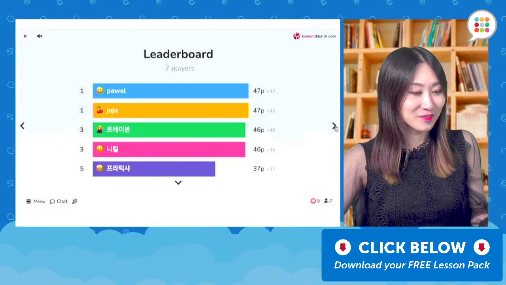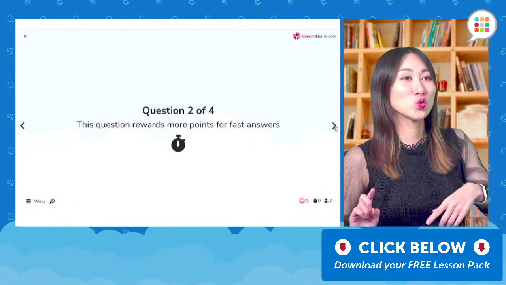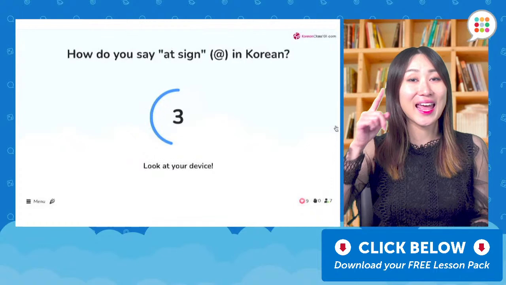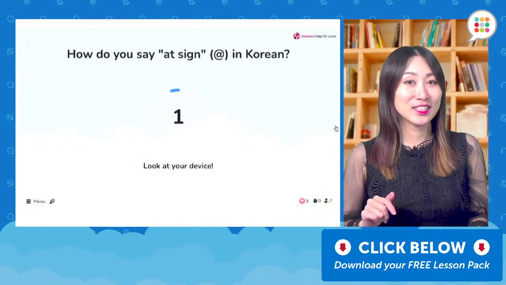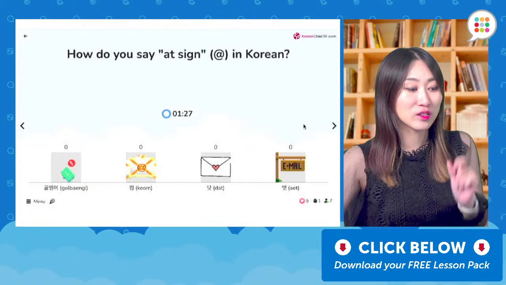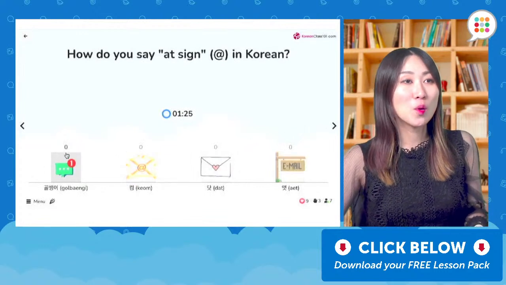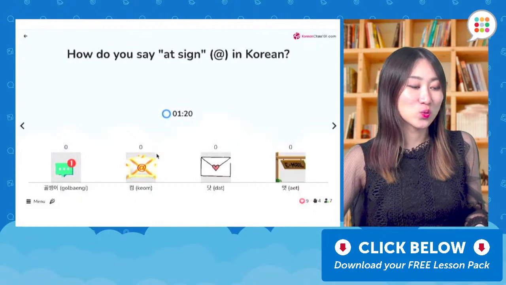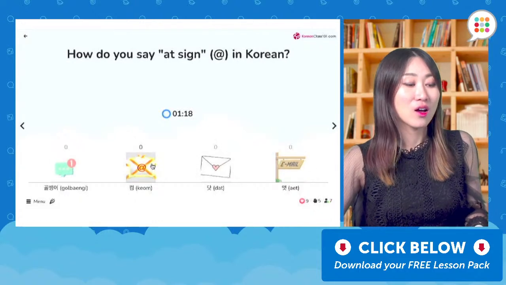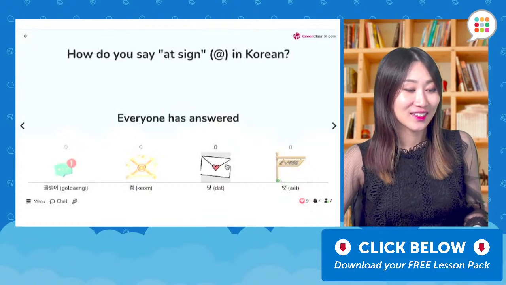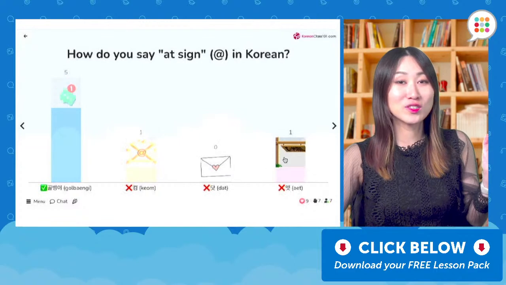Let's move on. The next quiz is this. Please choose one. How do you say the @ sign in Korean? In Korean, it's not @ sign, but we have the Korean word. First is 골뱅이. And the next one is come. The next one is 닷. And the last one is @.